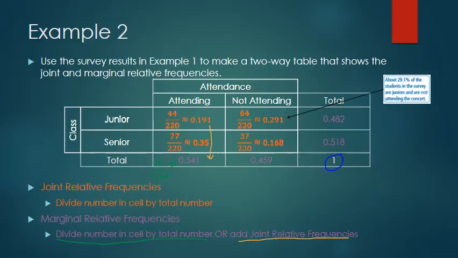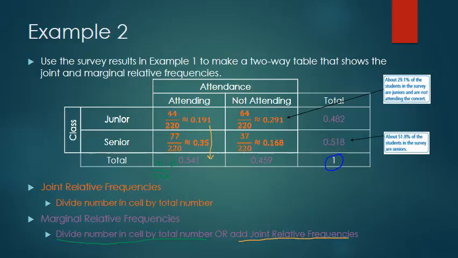Okay, so now interpreting these, this 0.291 here means 29.1%. Remember, if you want to convert from a decimal to a percent, you move the decimal place right two. So this means 29.1% of the students in the survey are juniors and not attending. So 29.1% of the total students are juniors who are not attending.